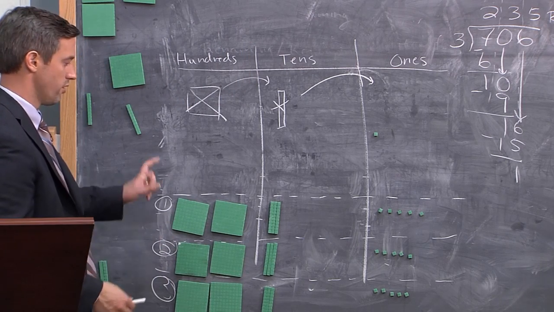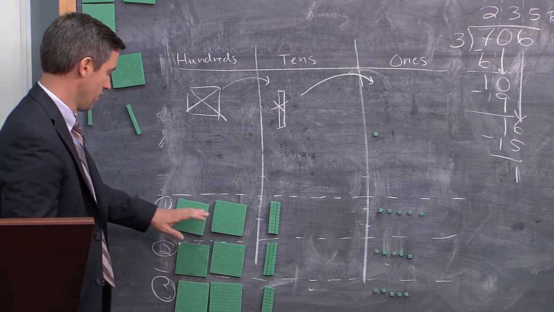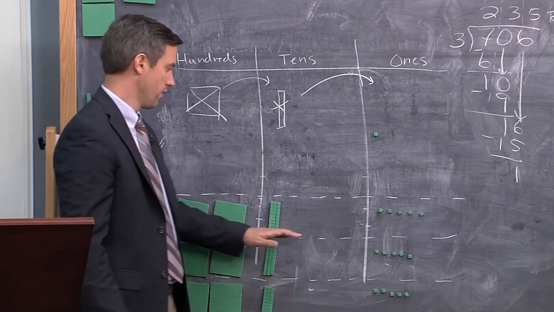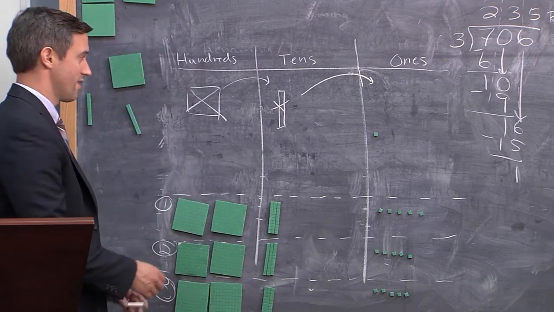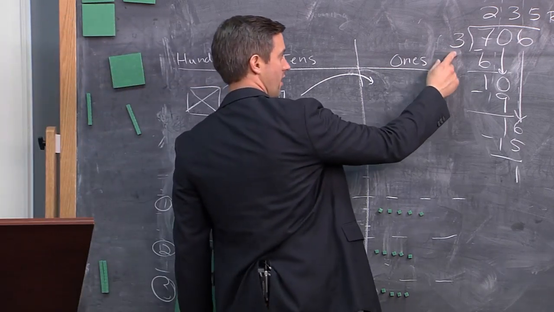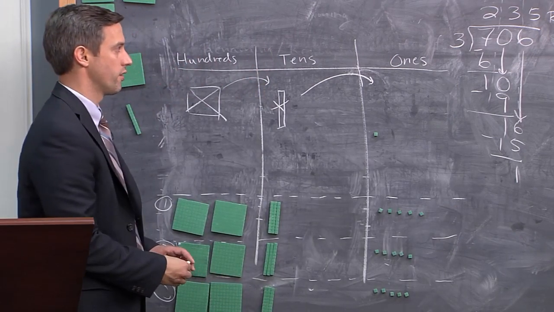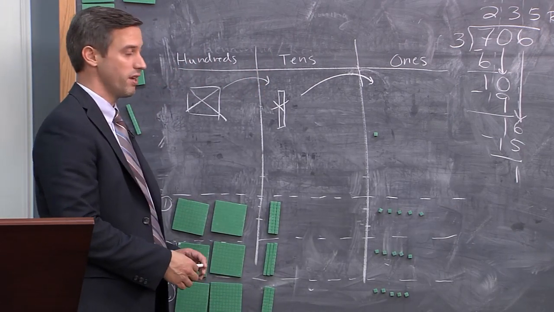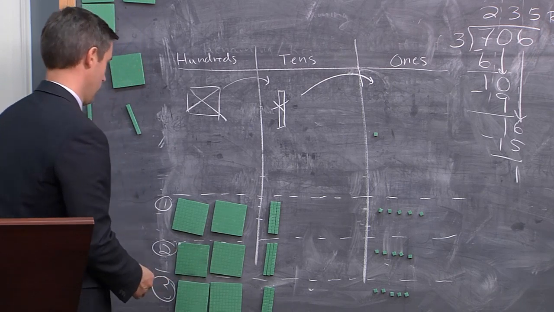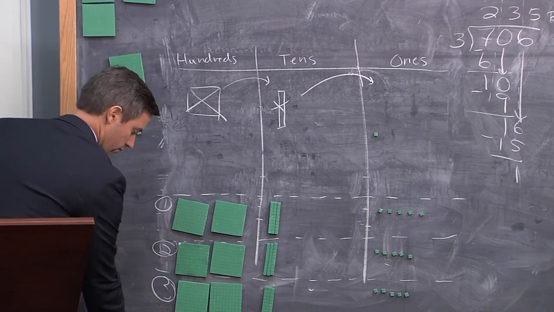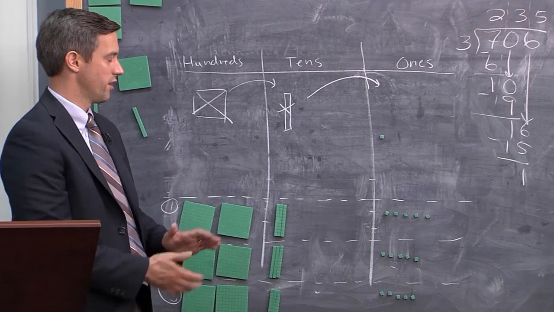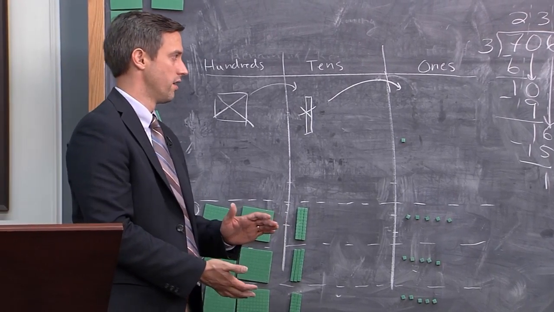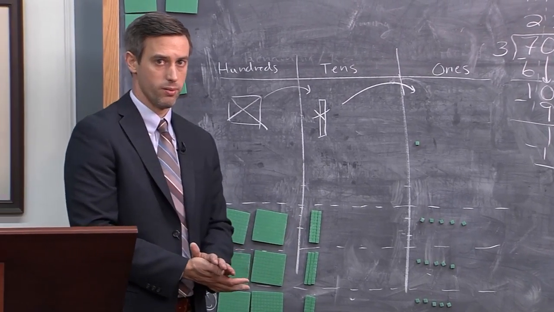So you can either visualize this as 3 groups of 235, or you can say that there are 235 groups of 3 in 706. Okay, so those are the addition and long division algorithms.